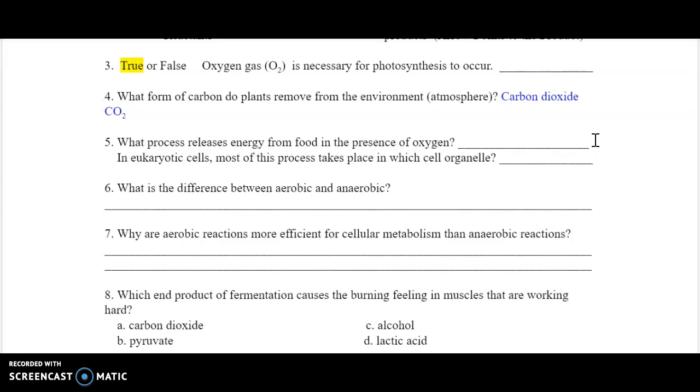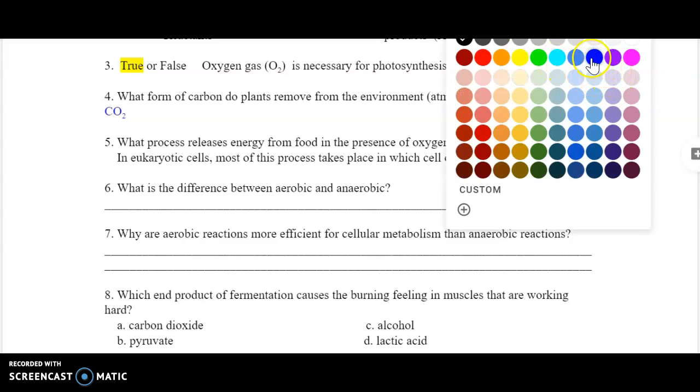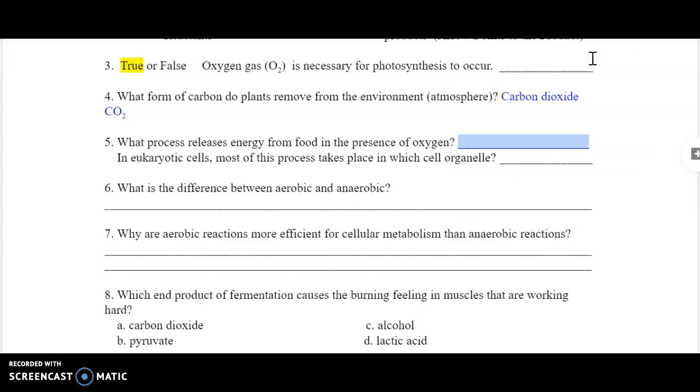So number 5, what process releases energy from food in the presence of oxygen? So I already have the food, so it's not photosynthesis. We have the food going in, and we need to get the energy from it. That's happening in the mitochondria, making ATP energy, and that is cellular respiration. Cellular respiration is releasing energy from those food molecules, from the glucose in particular that we talked about.